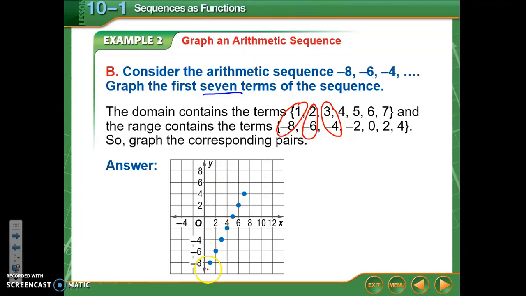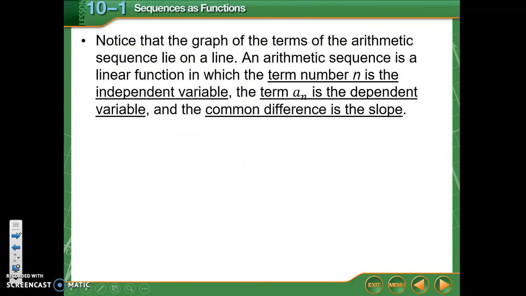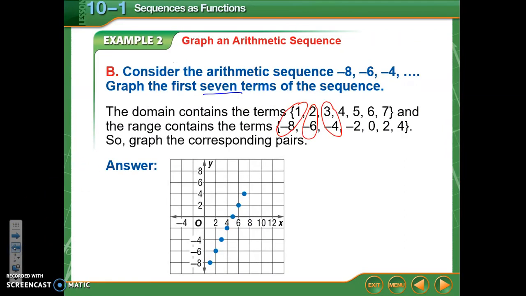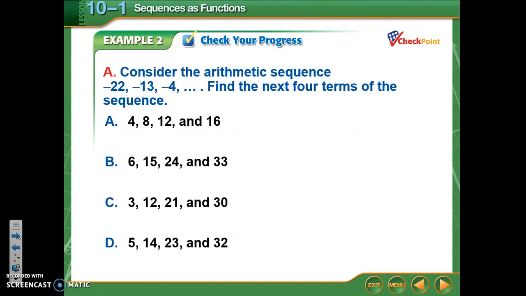You'll notice that this makes a linear pattern, a straight line. That's because of the common difference. The common difference is my slope, right? This is a line with a slope of 2, just like my common difference. So the term number n is the independent variable. That's like my x. A sub n is y. The common difference is my slope. So an arithmetic sequence will always graph like a straight line. Okay, you guys try this next one.